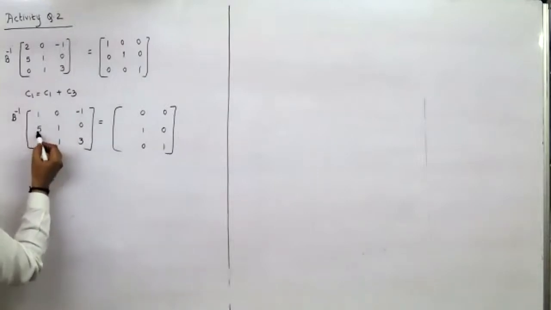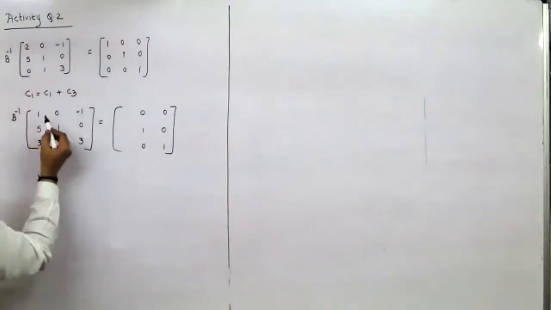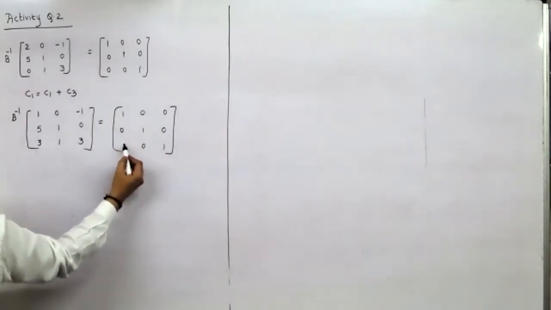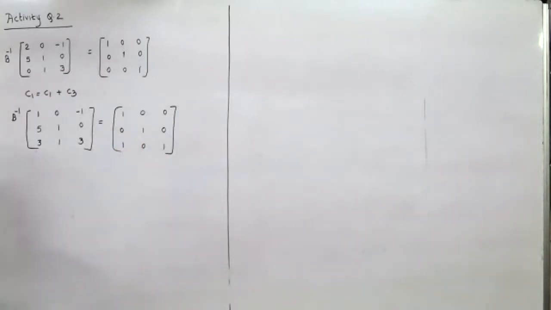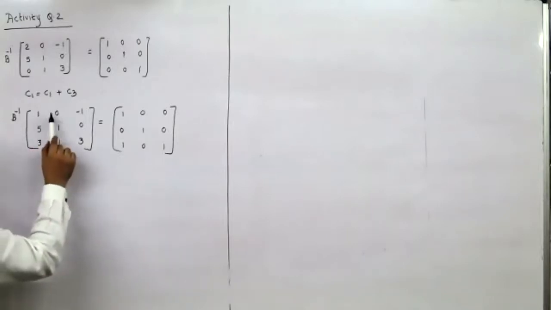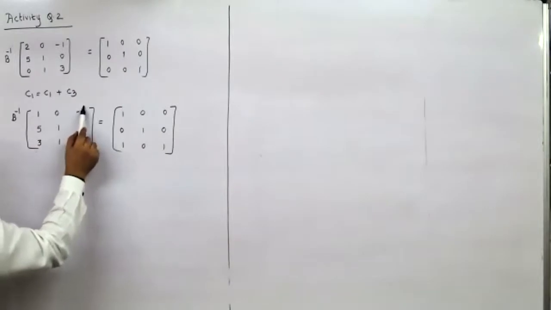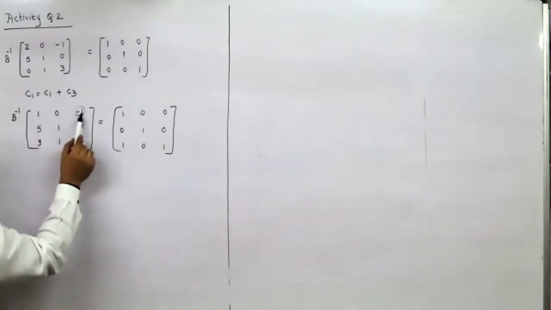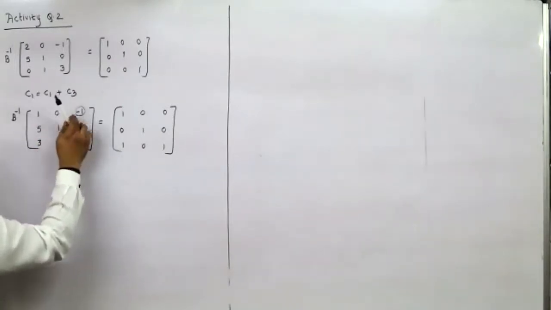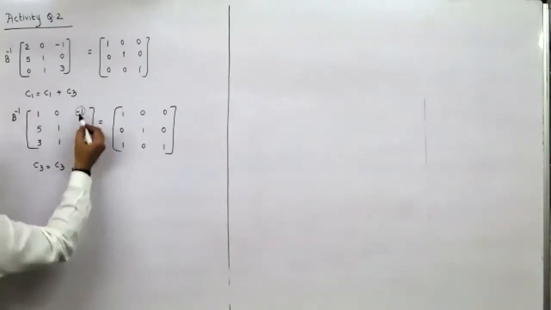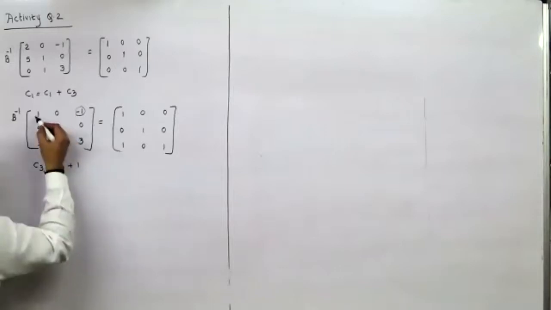5 plus 0, I'll get 5 here. 0 plus 3, I'll get 3 here. 1 plus 0, I'll get 1 here. 0 plus 0, I'll get 0 here. This is 1. Next, after this is 1, these two should be reduced to 0 using this. Now this is minus 1. I have to make this 0 using this one. How do I make it 0? Column 3 is column 3, you write it. This is minus 1, so plus 1, and this is column 1.